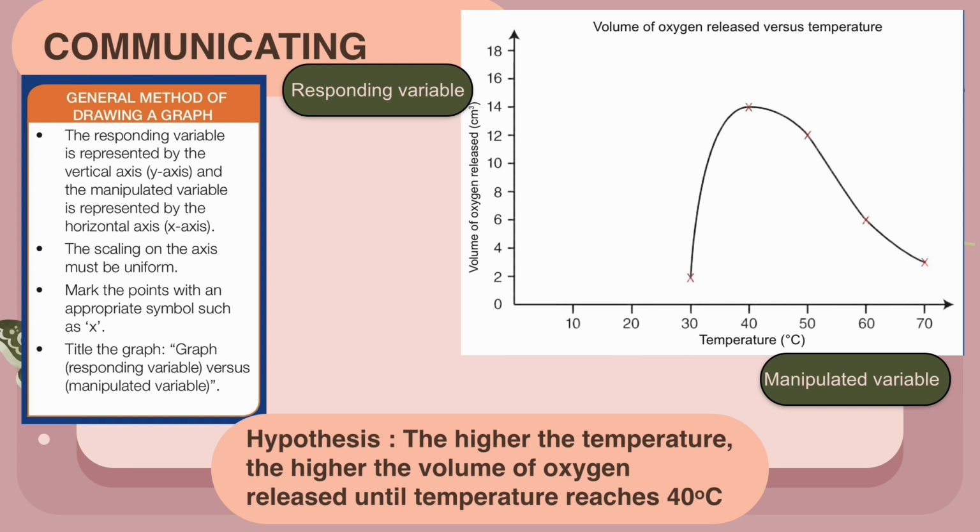Okay. For this kind of graph, that is line graph, you only connect the points. Do not connect below or beyond the points. In other words, do not extrapolate. The hypothesis for line graph is the higher the temperature, the higher the volume of oxygen release until the temperature reaches 40 degrees Celsius.